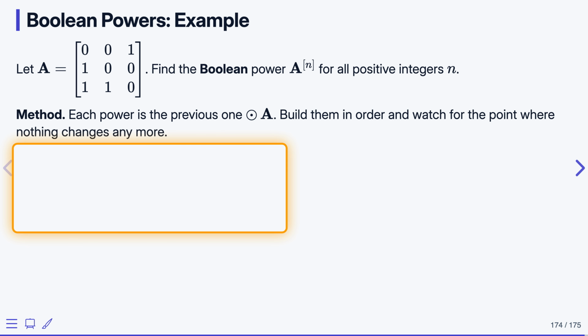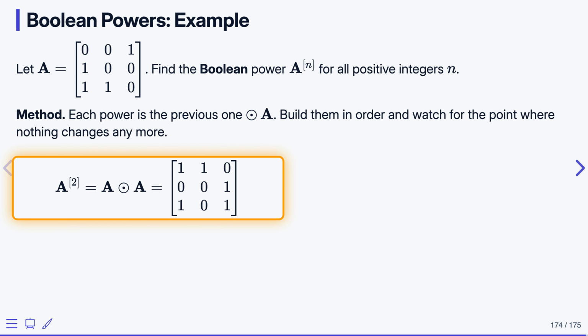Finally, a full example. We are given a 3 by 3, 0, 1 matrix A, and we must find every Boolean power of it. Watch the square brackets in the superscript. They mark the Boolean power, the one built from and, or. This is not the ordinary matrix power we defined earlier, and the two really do differ here. The method is simple. Each power is the previous power, circle dot A, so we build them in order and watch for the moment when nothing changes anymore.